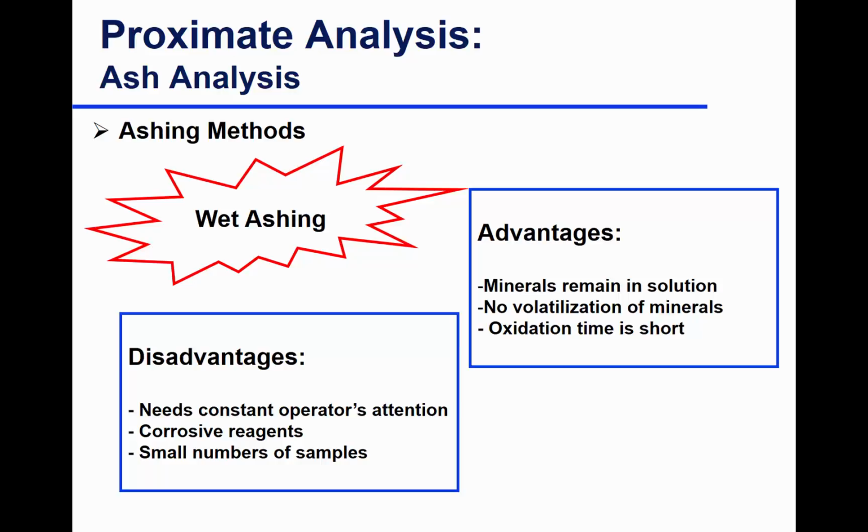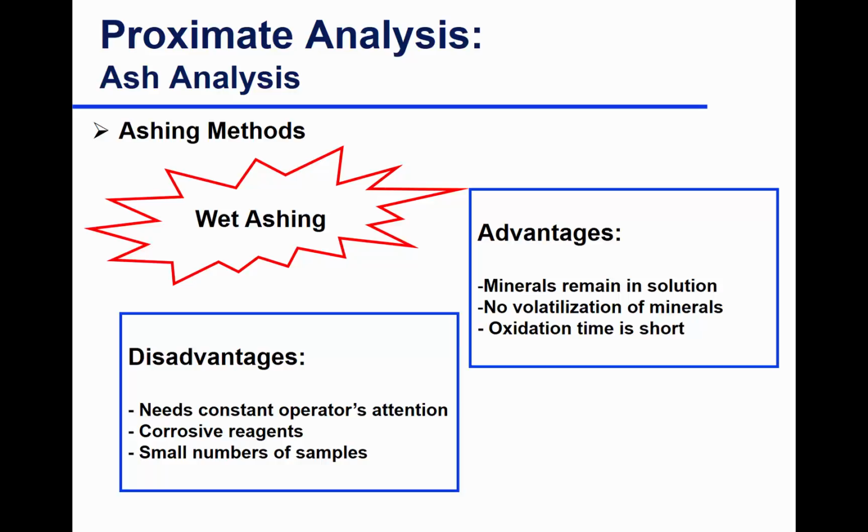So disadvantages: requires constant operator's attention. So you don't put your samples and leave. You're heating up acid and sample. You have to be around. Make sure that everything is going properly, working properly. You're working with corrosive reagents, so you have to take extra measures, and sometimes you need special hoods.